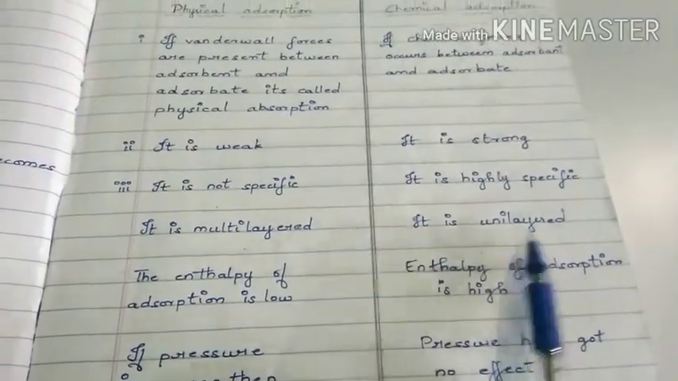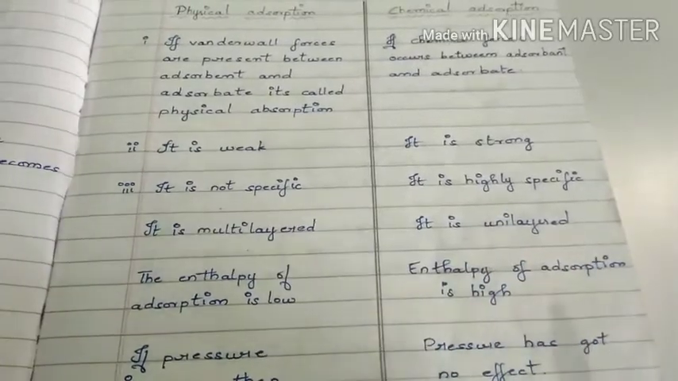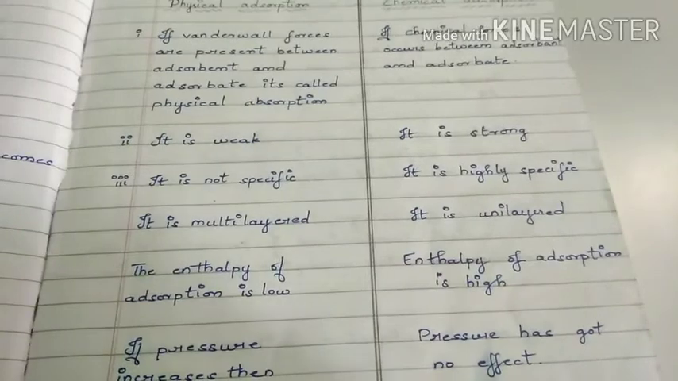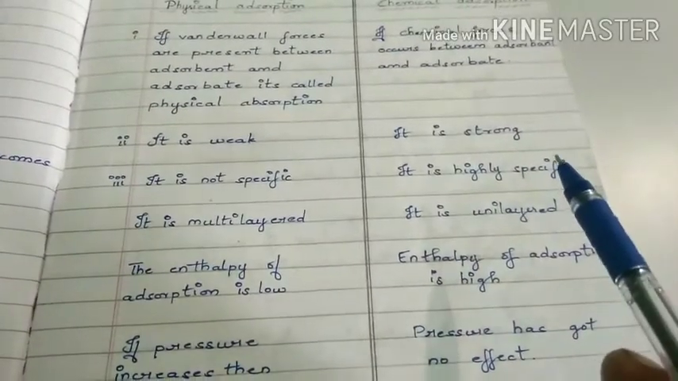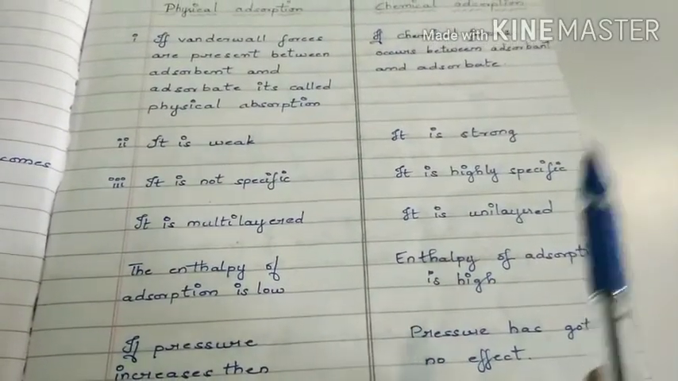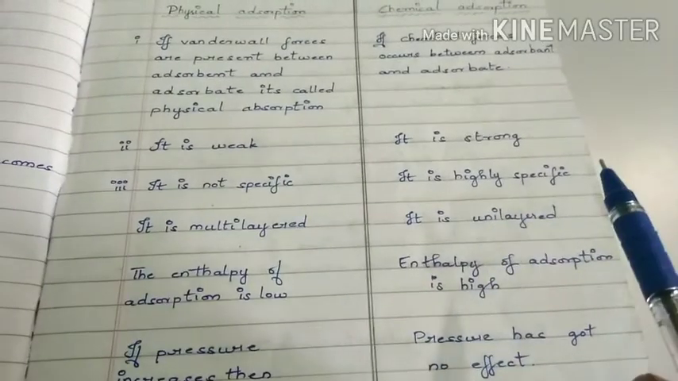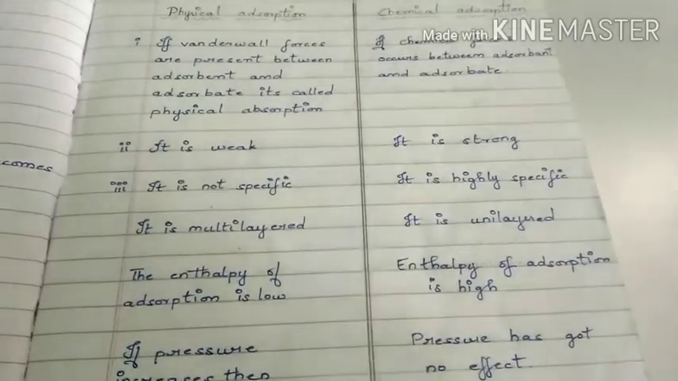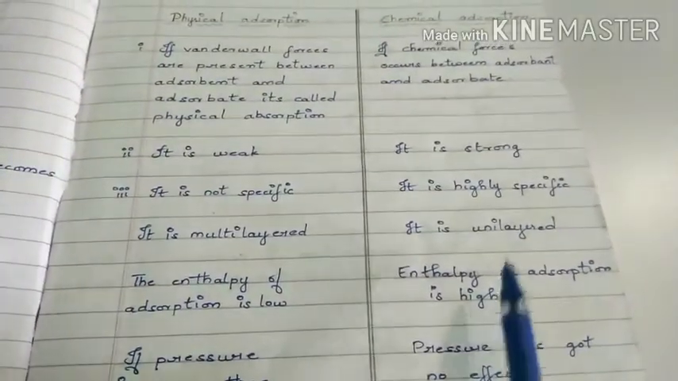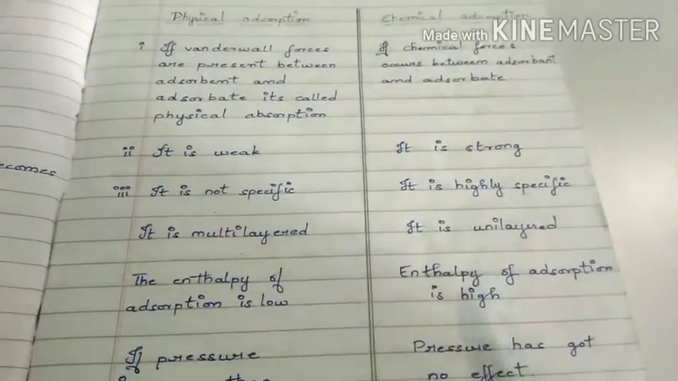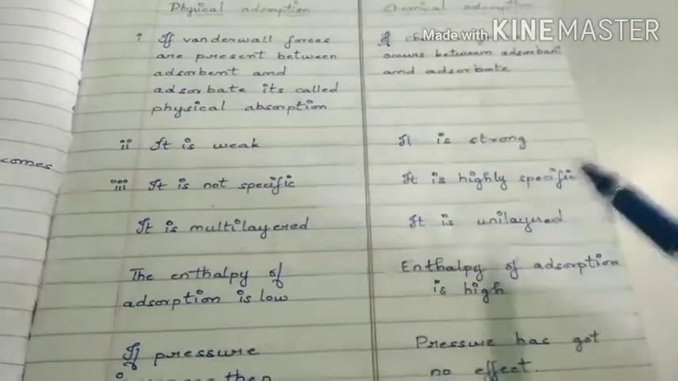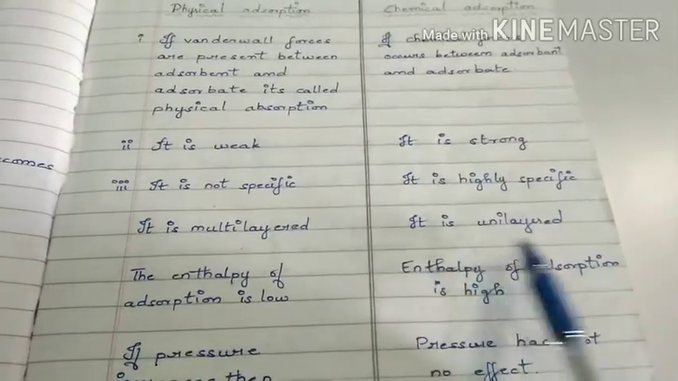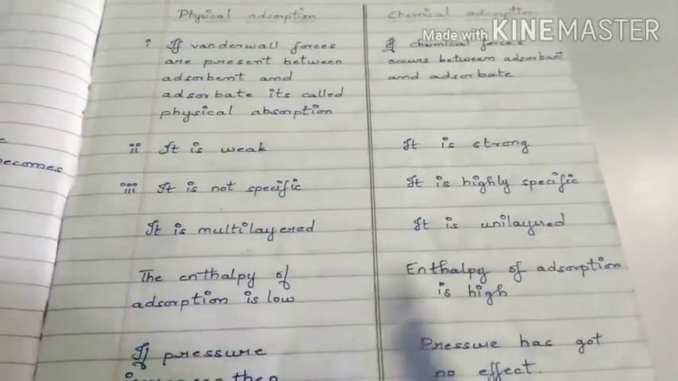Unilayered means after adsorption takes place, there is no chance of further adsorption. For example, after passing hydrogen gas, adsorption takes place on palladium metal. After that, if you pass one more gas on palladium metal, then that palladium metal cannot adsorb that gas because strong adsorption has already taken place between that metal and gas. That is why this is called unilayered.